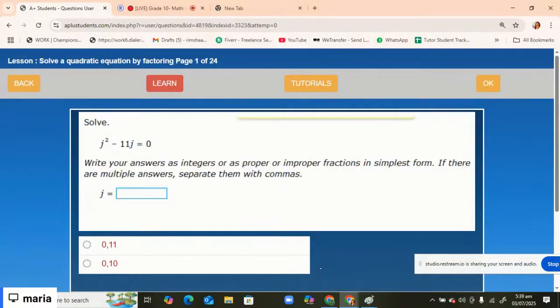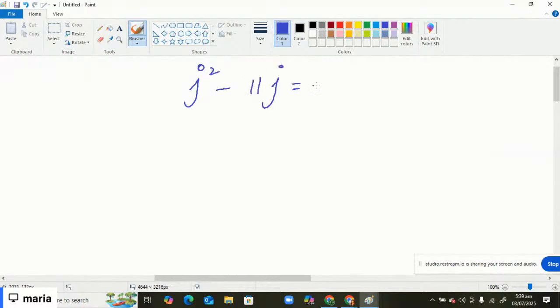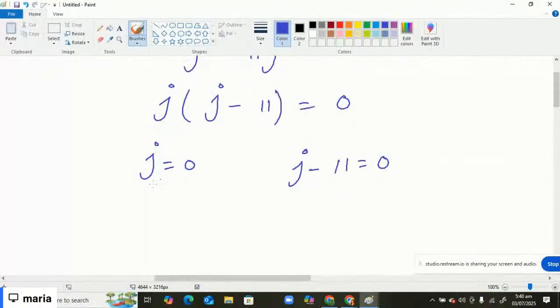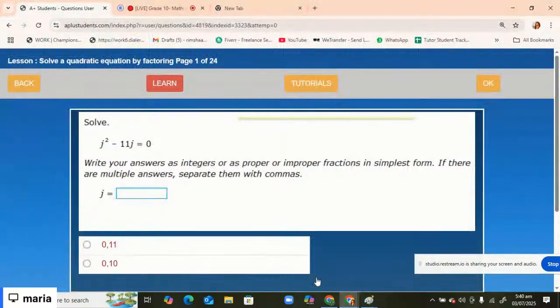j square minus 11j is equal to 0. Let's do it. Which thing is common? j is common. Putting j outside, and here is j minus 11. j is equal to 0, j minus 11 is equal to 0. So j is equal to 0 and j is equal to plus 11. These two values. Let's see, is there any option for j 0 and j 11? Yes, it's here. Let's go with it.